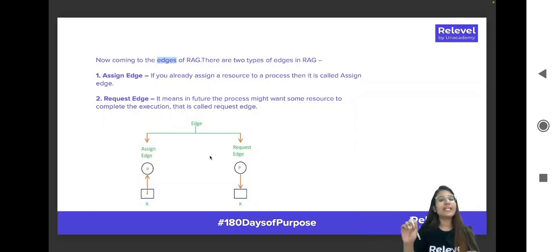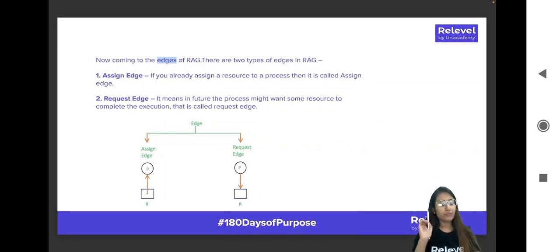Assign edge means that when a process already has the resource assigned to it, then it's an assigned edge. And an assigned edge always goes from resource to process. Whereas the other type of edge is a request edge. That means the process is requesting the resource. Then the edge is always from process to resource. That means the process requires that resource in order to complete its execution.